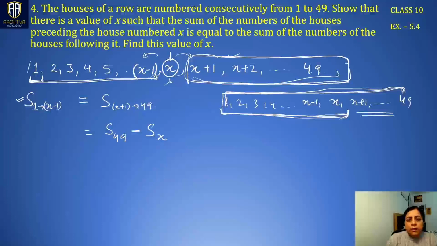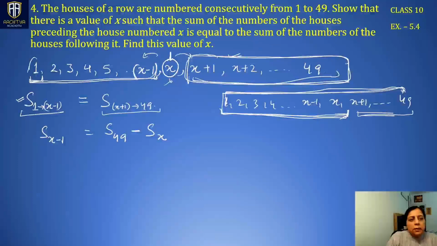What I have done is, I have converted this sum in terms of the sum of the first 49 numbers and the sum of the first x numbers. The difference of these two sums gives us the required sum of the values from x plus 1 to 49, right? And since this is the sum from 1 to x minus 1, this can simply be written as the sum of x minus 1 terms, starting from the first term. Now I have simplified all the three sums. We just need to put the values.